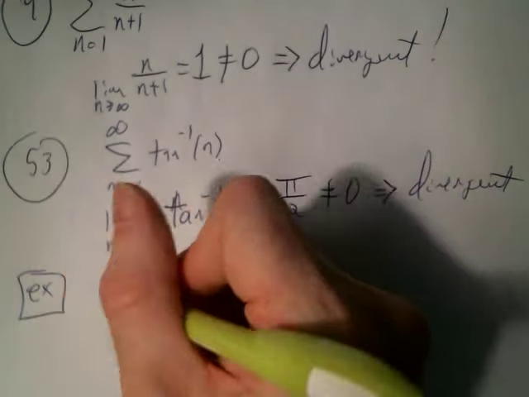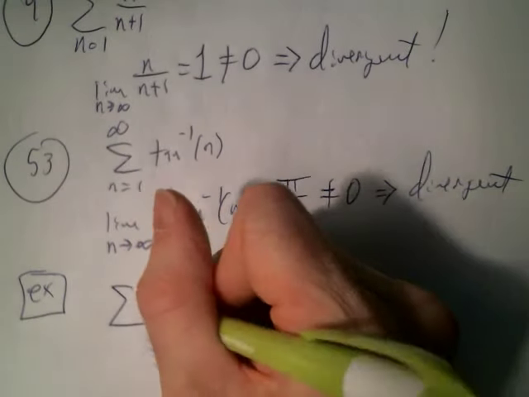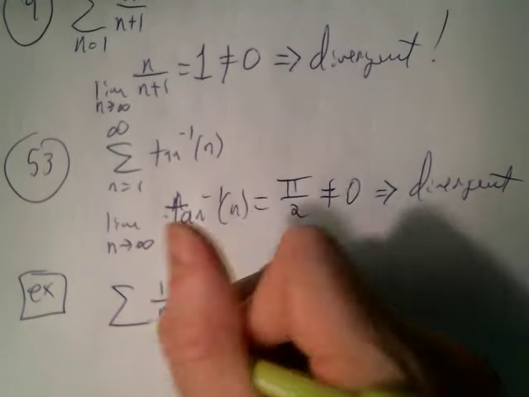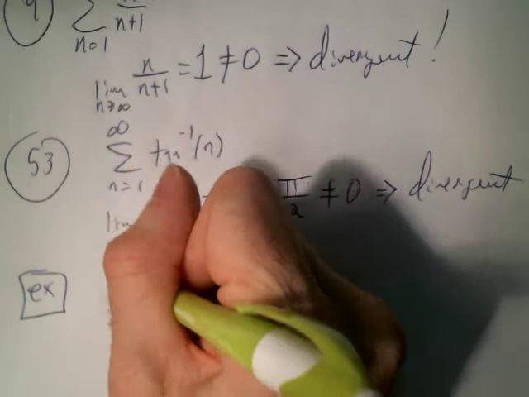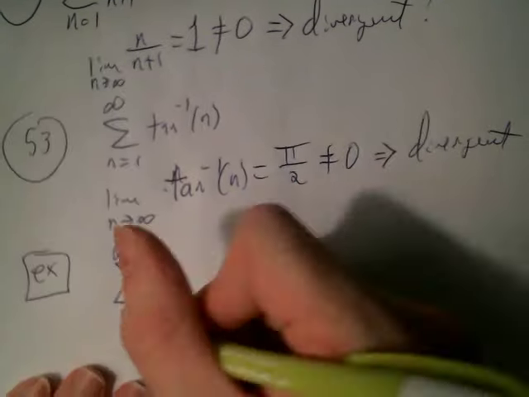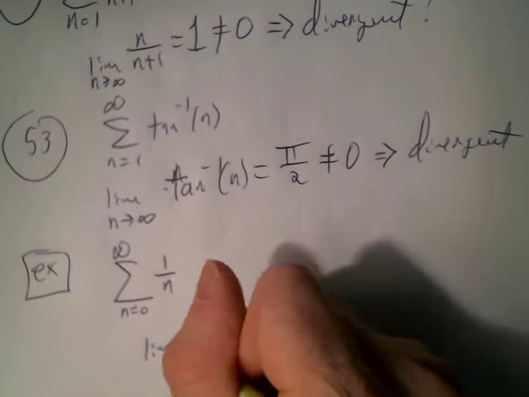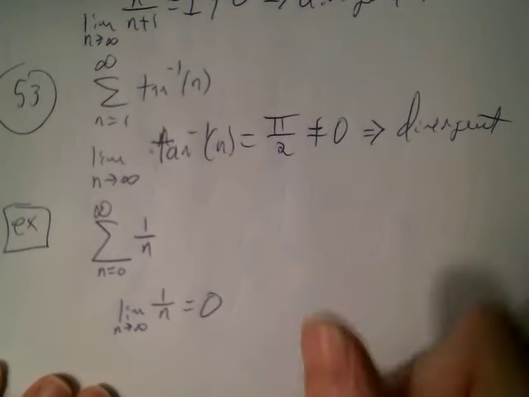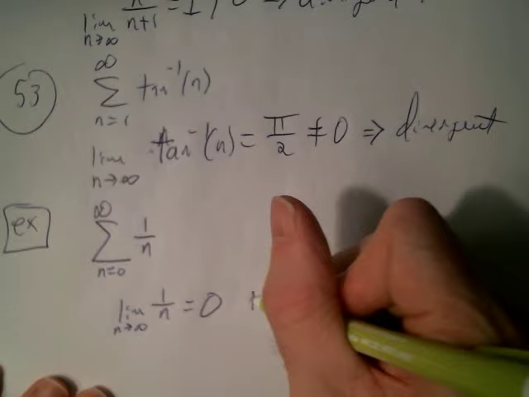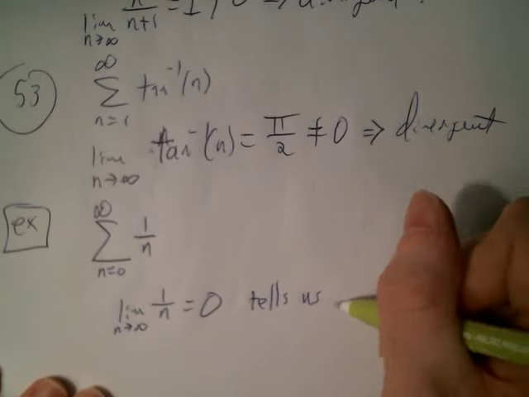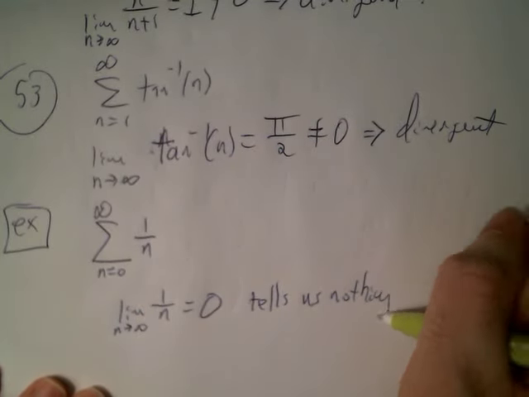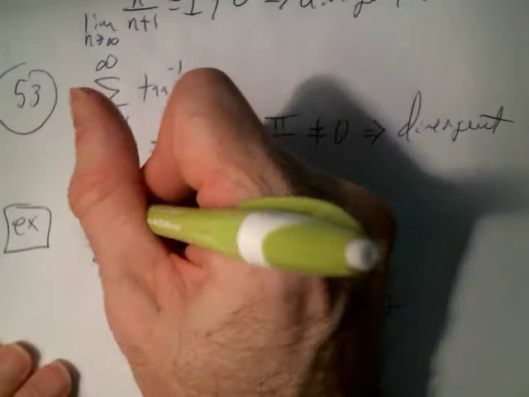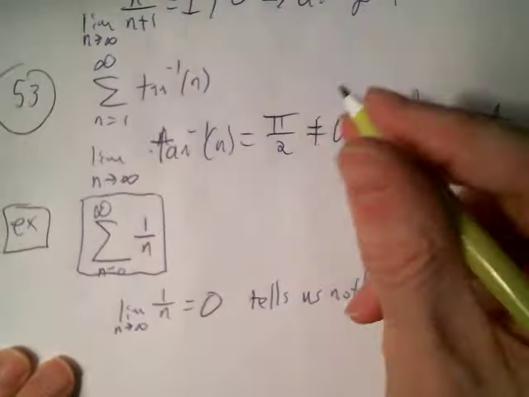Okay. An example like this one. We can figure out the limit of 1 over n as n goes to infinity. That's equal to 0. This tells us nothing. It's only when it doesn't equal 0 that it gives us information. So in this case, this is actually a well-known series called the Harmonic Series, which is divergent.